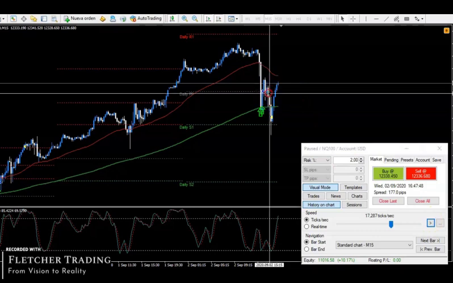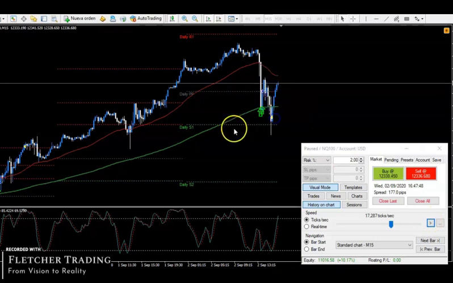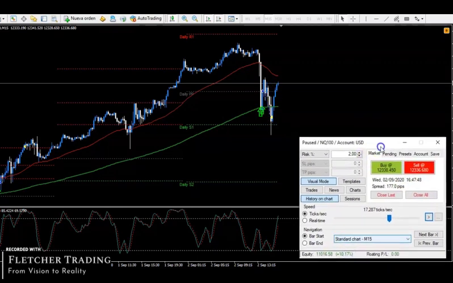Okay, so we've been stopped out here. It looks like price came down, just touched the support level, and then it's bounced back. So that's our first loss, but we are still up 10% on this account.